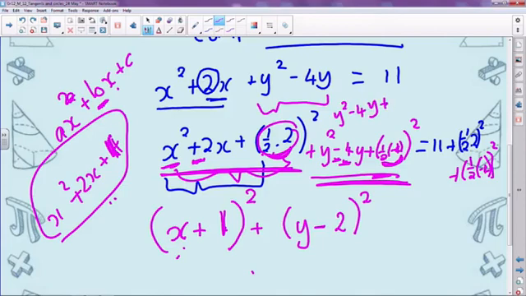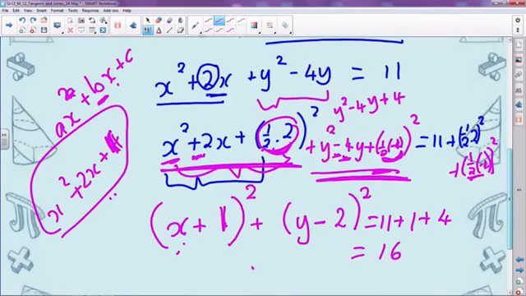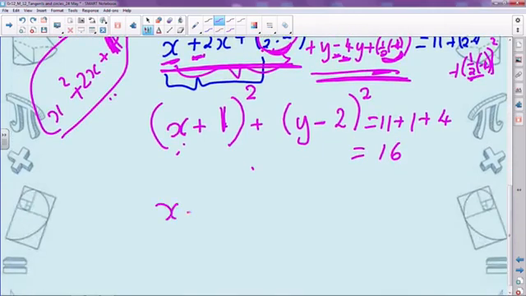All right, so you could say, okay, well, 2 squared, that's going to give me 4, and you could then factorize that the long way. But we're not doing that. And then on the other side, I've got 11 plus 1 squared, which is just going to give me 1, plus a half times minus 4, we said that's minus 2. Minus 2 squared is just 4. So we've got 11 plus 1 plus 4, which is going to give me 16. So now we're happy because now this looks like the general form of an equation with center AB.